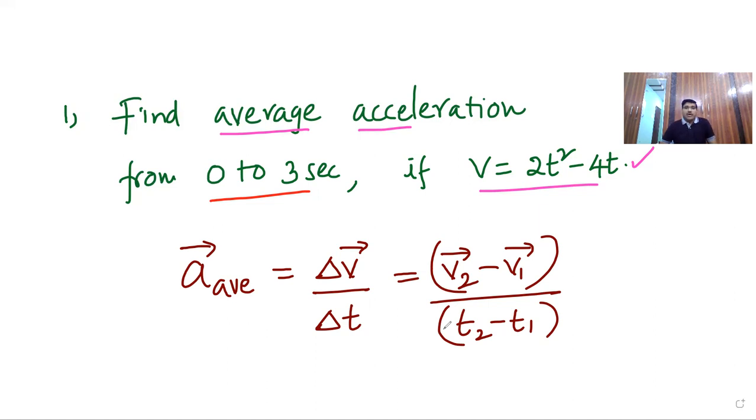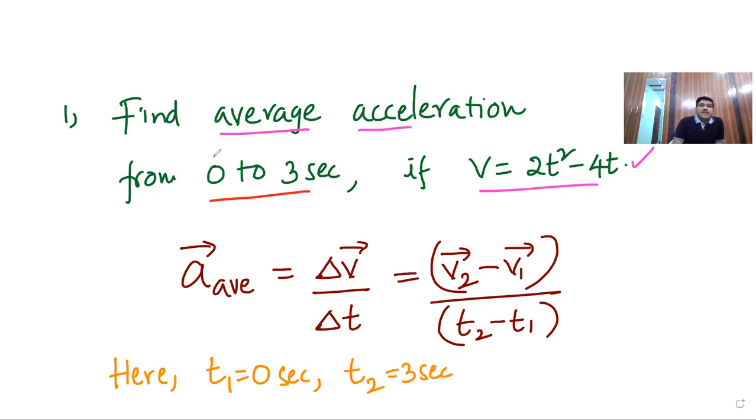Clear? Now, observe. We require average acceleration in between 0 to 3 seconds. Here, 0 to 3 seconds means T1 is 0 seconds and T2 is 3 seconds. In between 0 to 3 seconds, it requires average acceleration.